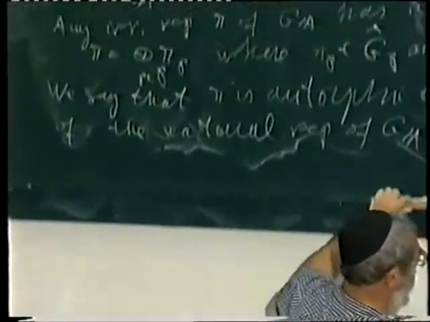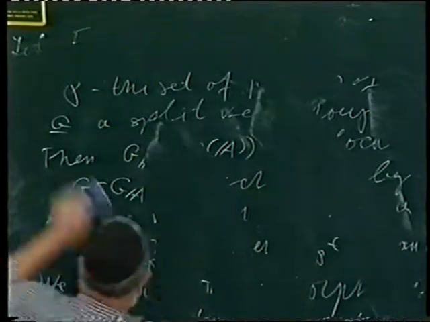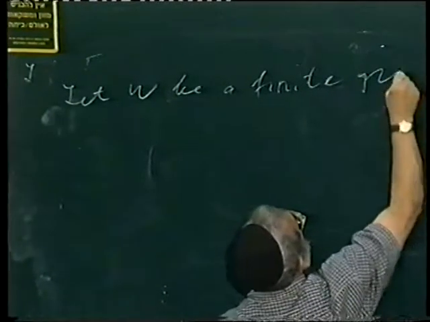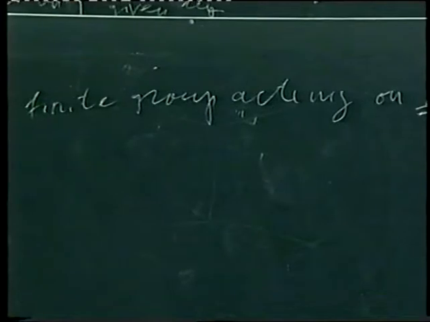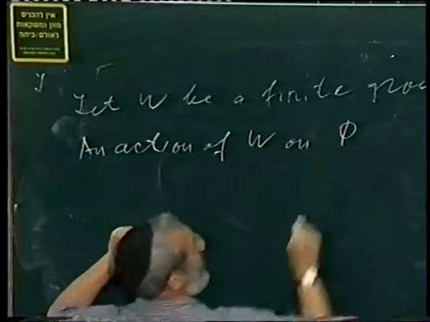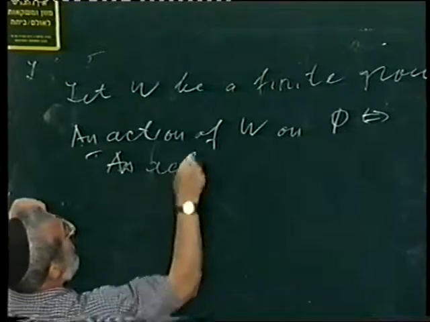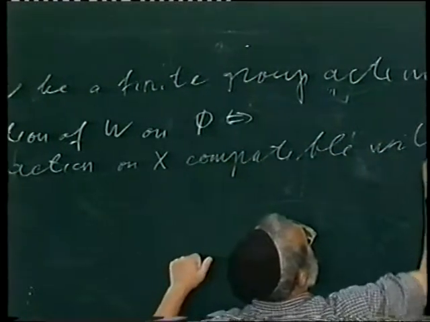Now, suppose let W be a finite group acting on Y. A lifting, an action of W on phi, is an action on X compatible with p_* omega.